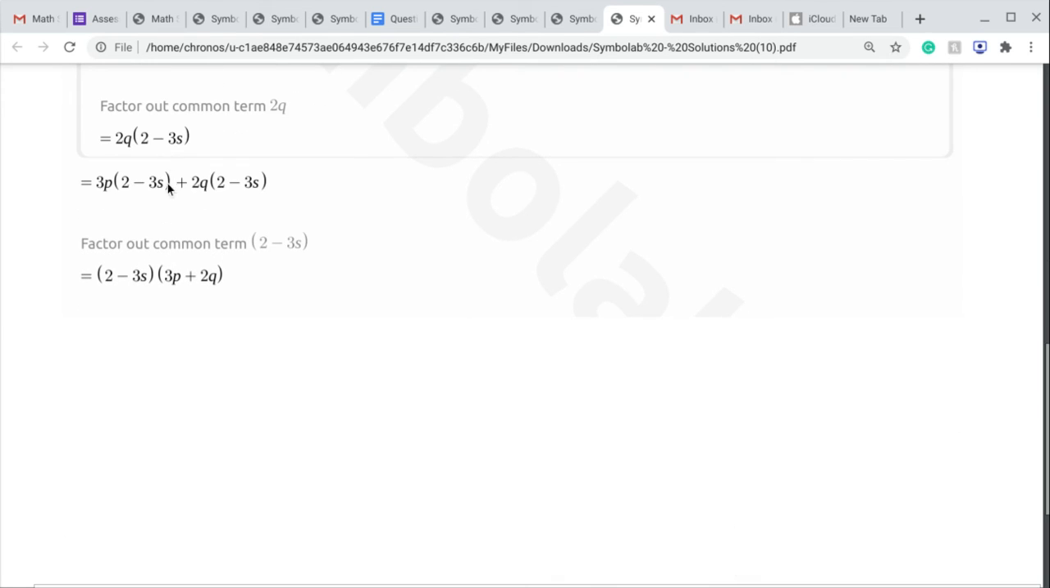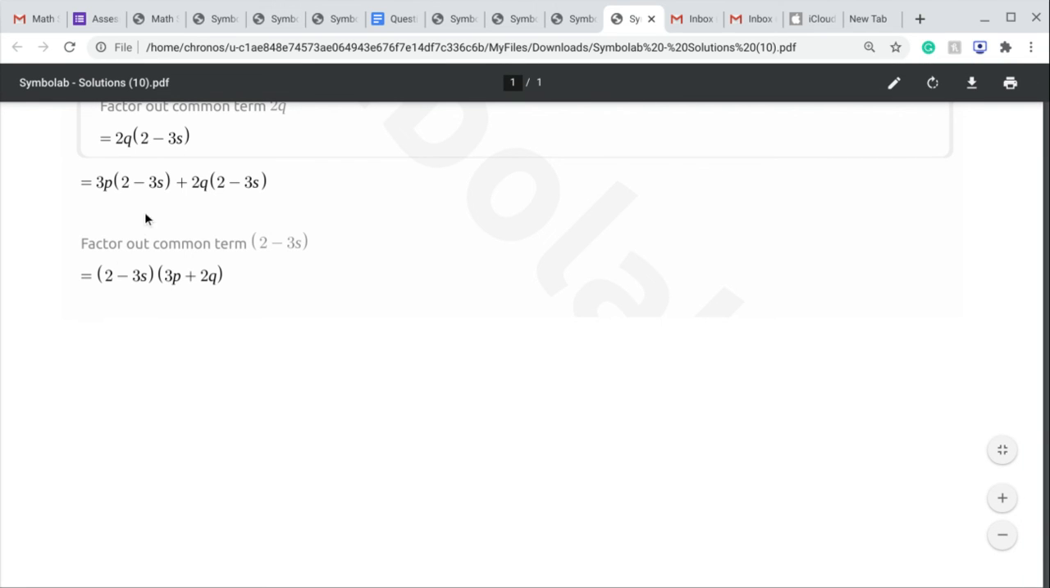So we can factorize now: combine first of all both terms by an addition sign, and then factorize out the 2 minus 3s. 2 minus 3s can go into this one time, so you're left with 3p. And 2 minus 3s can go into 2q one time, so you're left with 2q. So you factorize now to the fundamental equation.